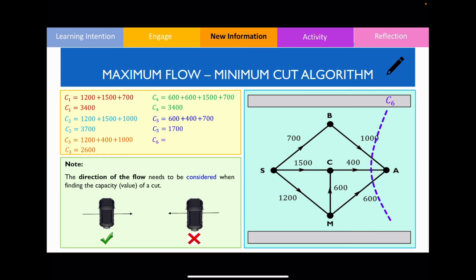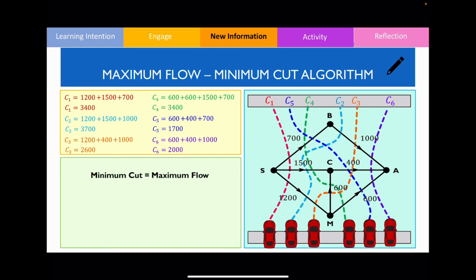And for our final cut, notice that all of the flow moves from left to right, so I'll be adding 600, 400, and 1000, and therefore that has a capacity of 2000. Now that I've calculated the capacity of each of the cuts that I've made, what I want to do now is locate the minimum cut, as this will tell us the maximum flow. So in this example, the minimum cut is equal to 1700, which was cut number 5. Therefore, our maximum flow for this particular network diagram will be equal to that value.